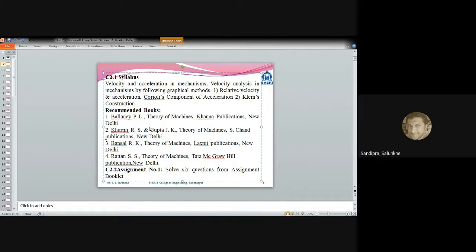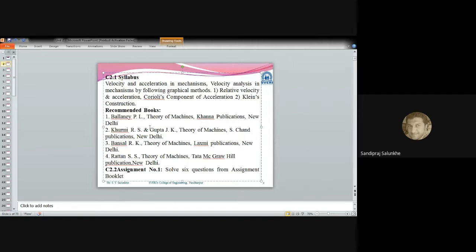Now this Klein's construction is only applicable for the slider crank mechanism, the single slider crank mechanism. For the rest of the mechanisms, Klein's construction cannot be used. But it gives some shortcuts, and within shorter time we can calculate the velocity as well as acceleration in the slider crank mechanism. And it has been invented by Klein. That's why it is called Klein's construction for finding the velocity and acceleration in the mechanism.